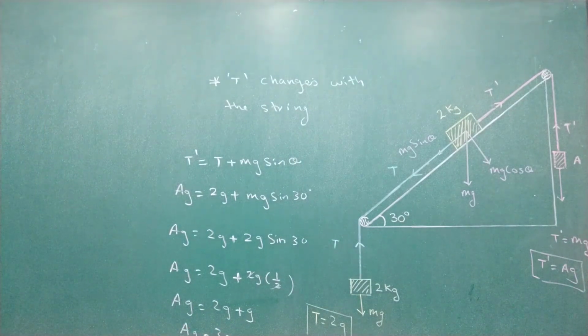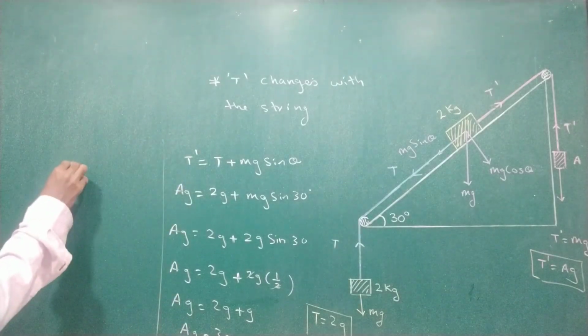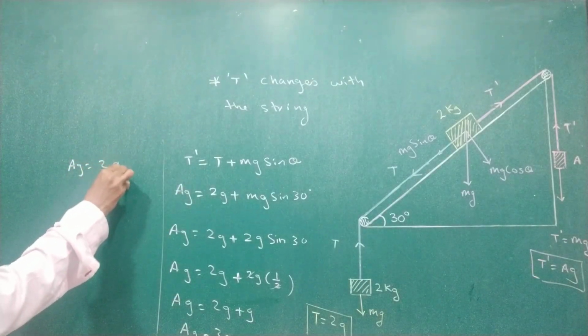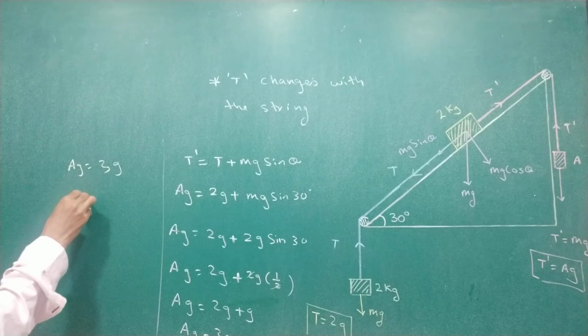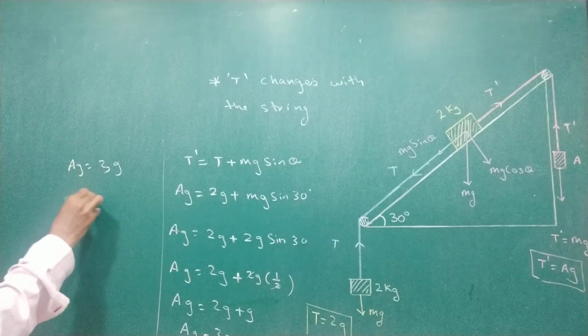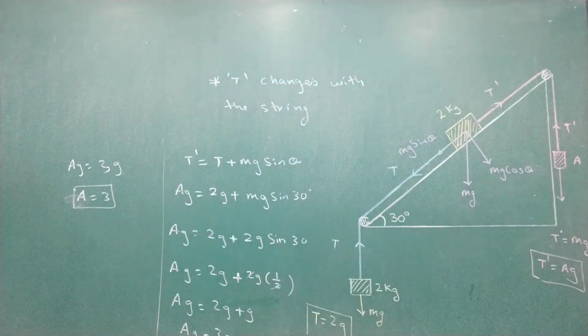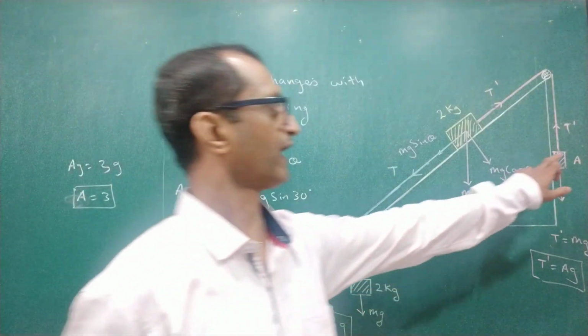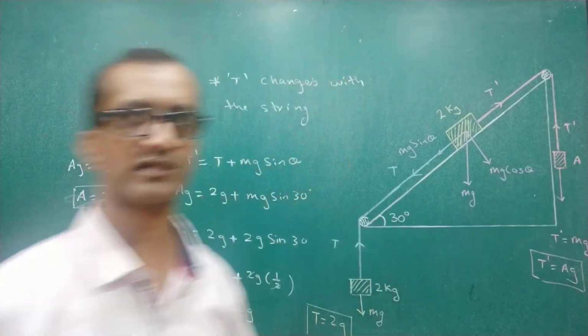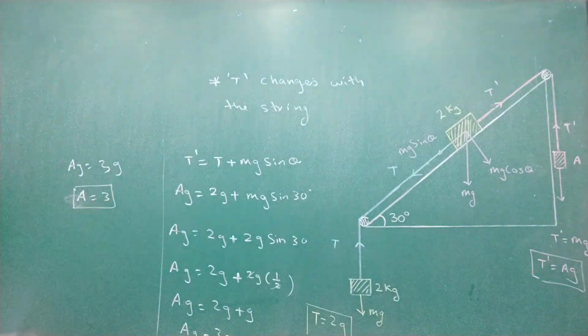As you can see, g goes away. So the value of A is how much? 3. So the value of unknown mass was found to be 3 kg in this case.